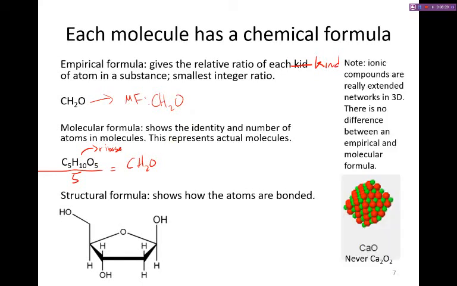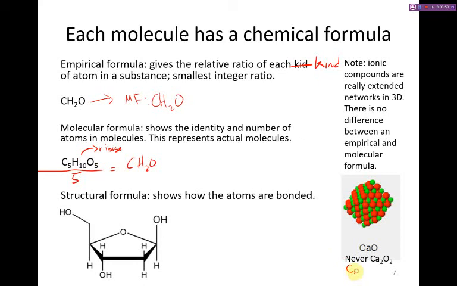Something to note about ionic compounds is that they're really extended networks in three dimensions, and we talk about them having a formula unit as opposed to a molecular unit. There's no real difference between the empirical and molecular formula, and so we always write them with their lowest whole number ratio. For example, this would be calcium oxide, CaO. We would never write it anything beyond that, Ca2O2 or anything higher.